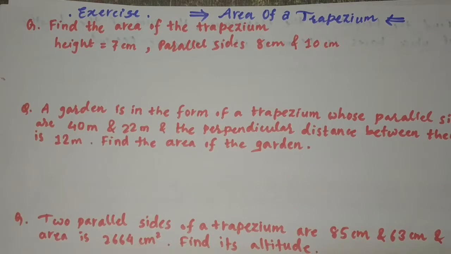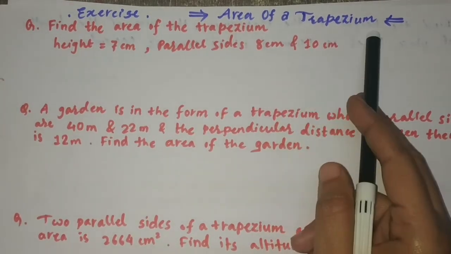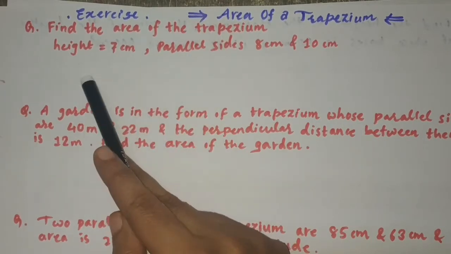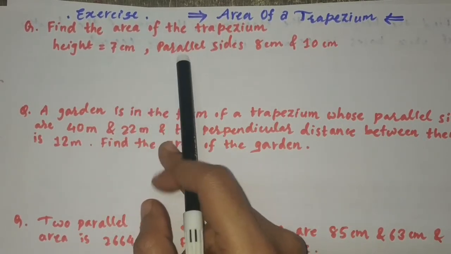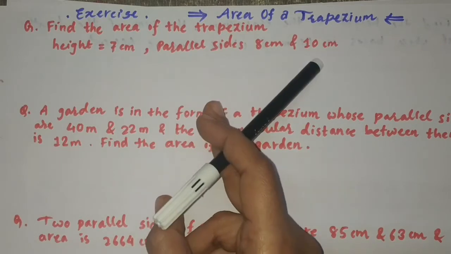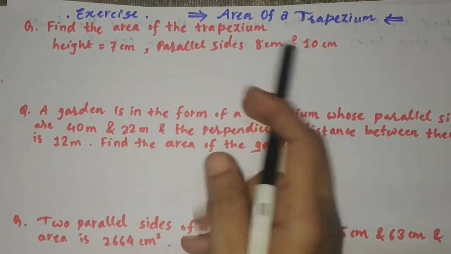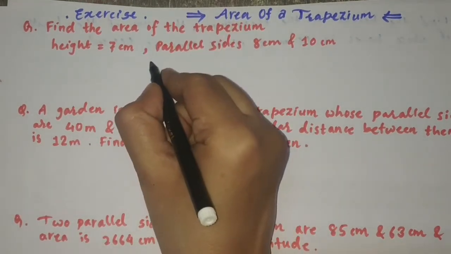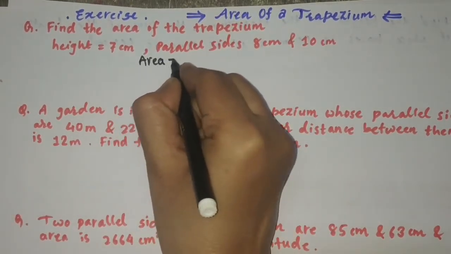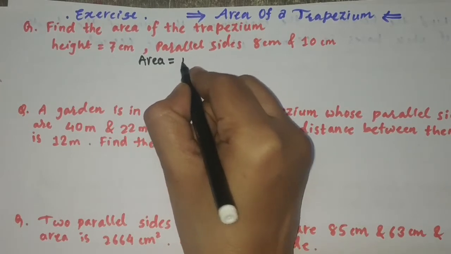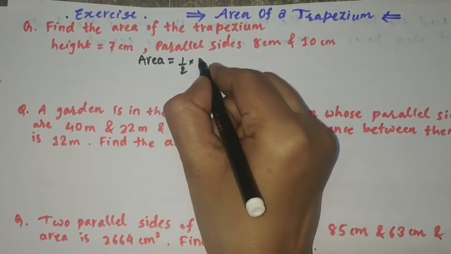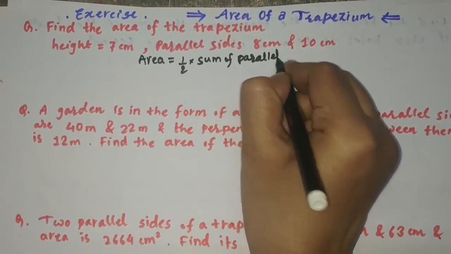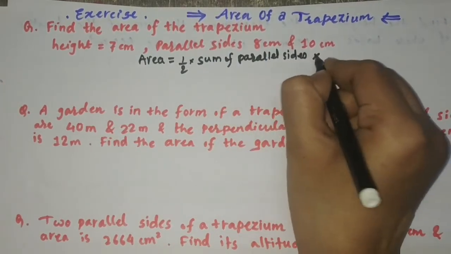Now we will see exercise problems on the area of a trapezium. The first question is: find the area of a trapezium with height 7 cm and parallel sides 8 cm and 10 cm. We should see that all the dimensions are given in centimeters, so we can go ahead. First of all I will write the formula: the area of a trapezium is 1/2 times the sum of parallel sides multiplied by height.